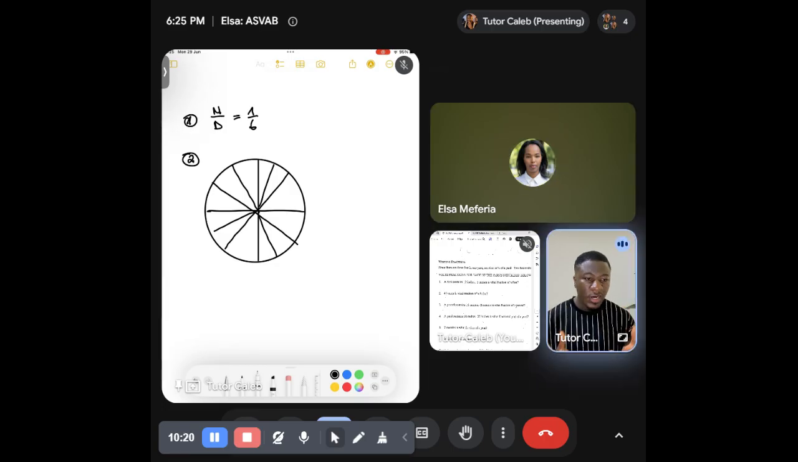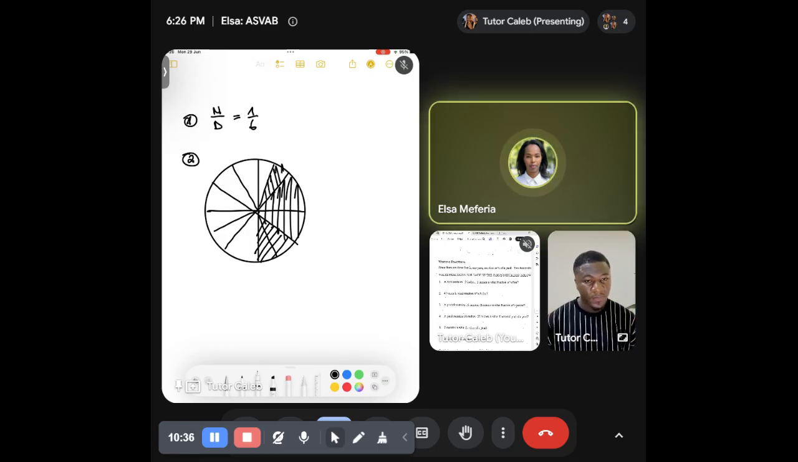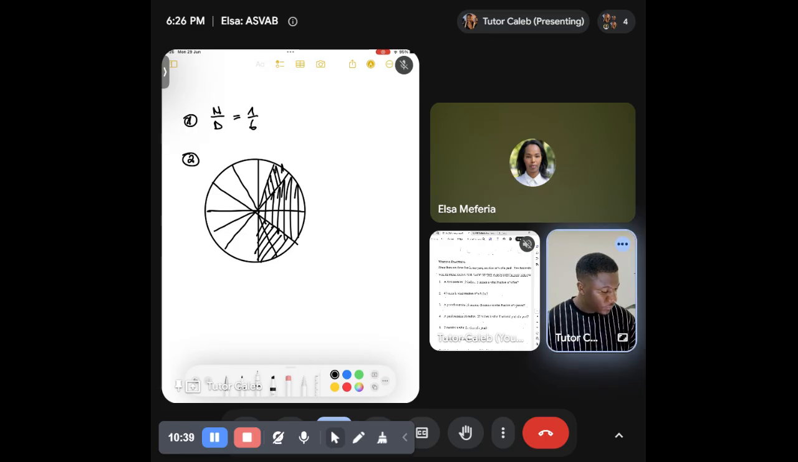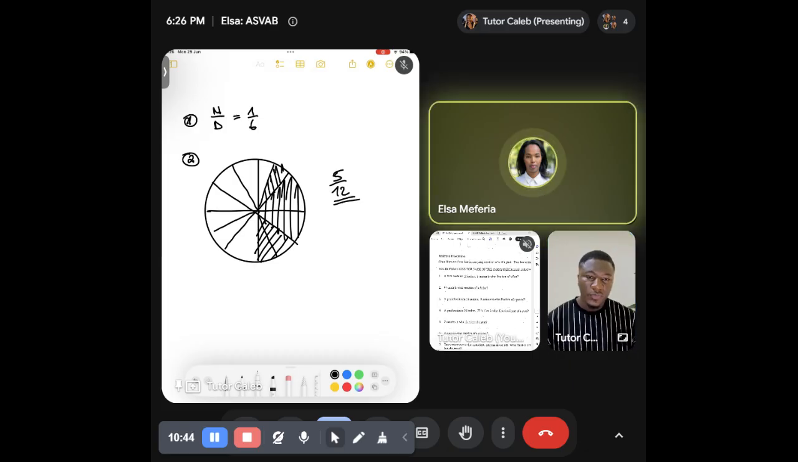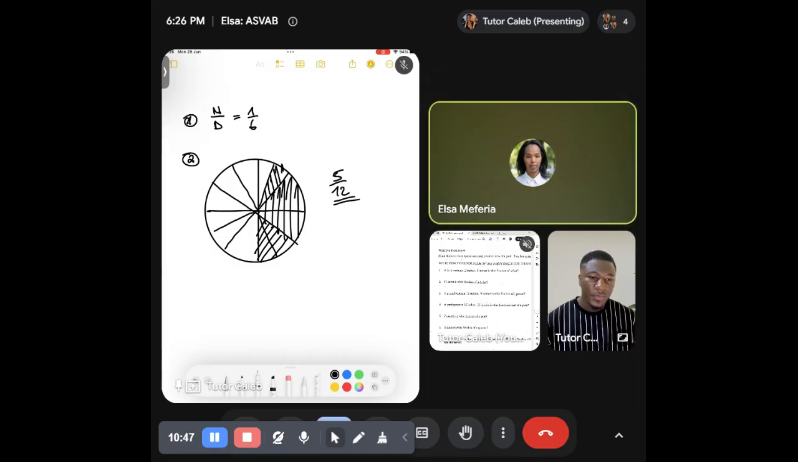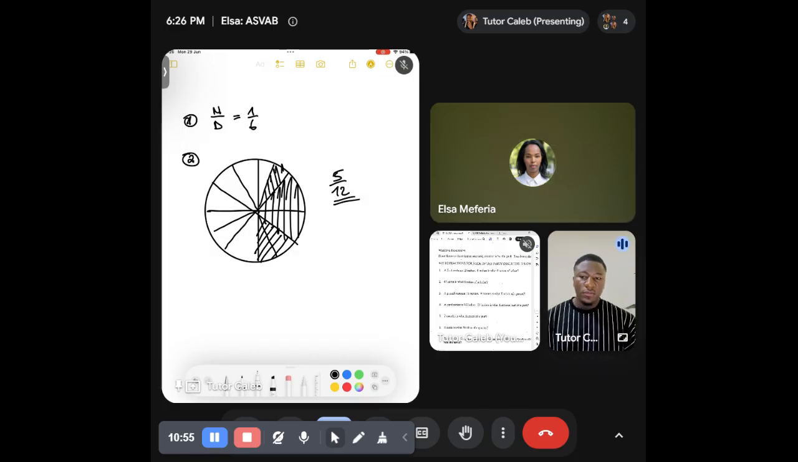4, 5, 6, 7, 8. Okay. So if I put 12 over 5 over 12. Sorry. 2, 3, 4, 5. Okay, I have to draw it out. Makes sense now.